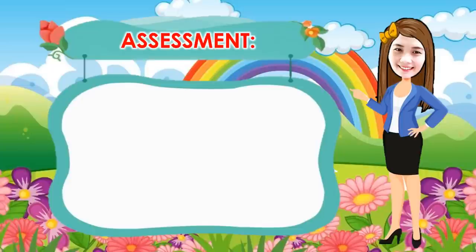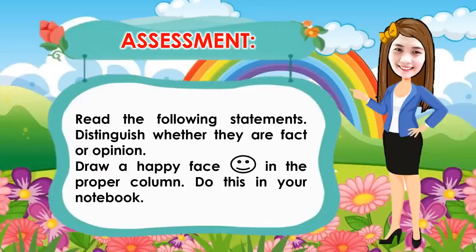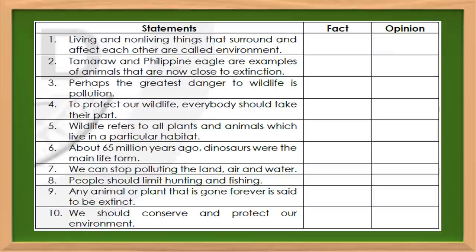To check your understanding about our lesson for today, read the following statements. Distinguish whether they are fact or opinion. Draw a happy face in the proper column. Do this in your notebook. Number 1. Living and non-living things that surround and affect each other are called environment. Number 2. Tamarau and Philippine eagle are examples of animals that are now close to extinction.